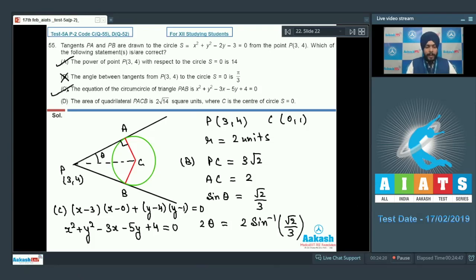Area of quadrilateral, again, it is twice the area of triangle PAC, half PA into PC. So twice of half of base into height. Base is PA and PA is under root of S1, that is root 14. And CA is 2. So we have simply 2 root 14 as the answer, which is correct. So final answer rests as ACD. Okay. Let us move on to question number 56.